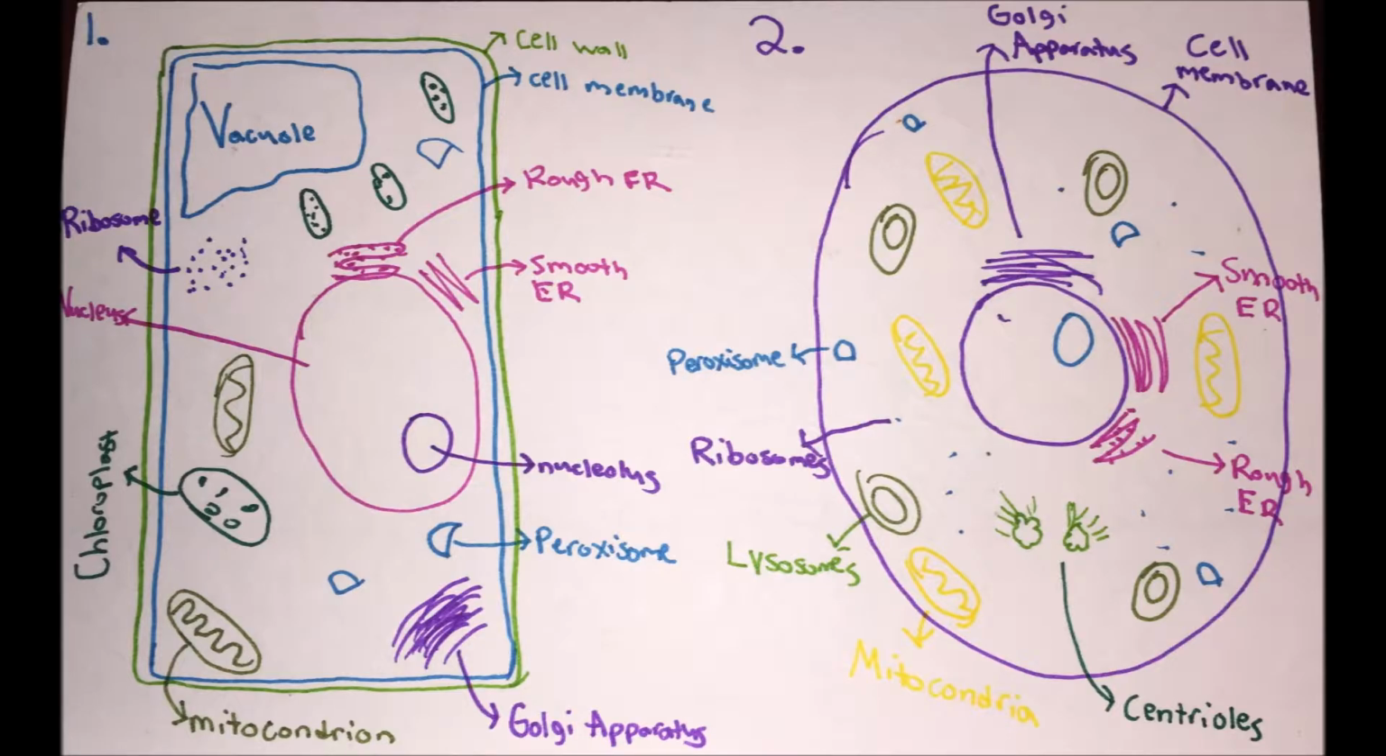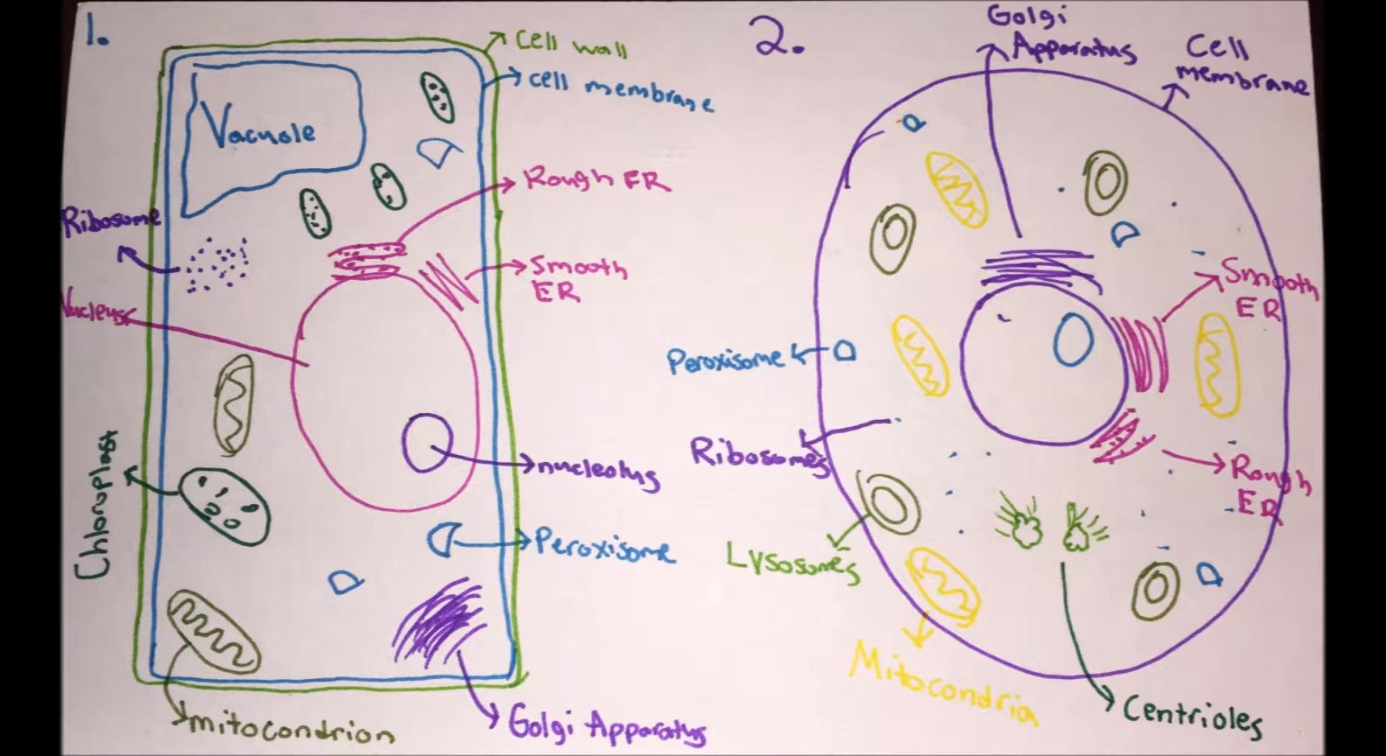Let's begin with the plant cell. The plant cell has a very rigid and rectangular structure. The cell wall is an extracellular structure that distinguishes plant cells from animal cells. Behind the cell wall is the cell membrane, which also helps to control what enters and exits the cell.